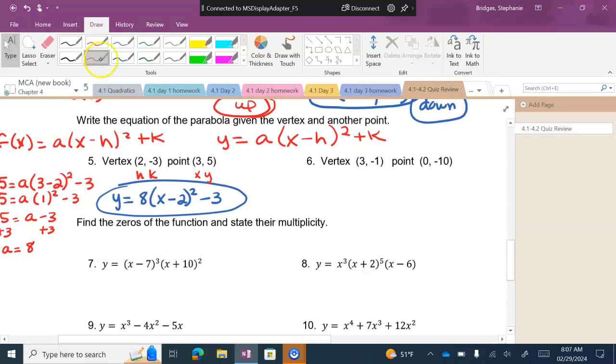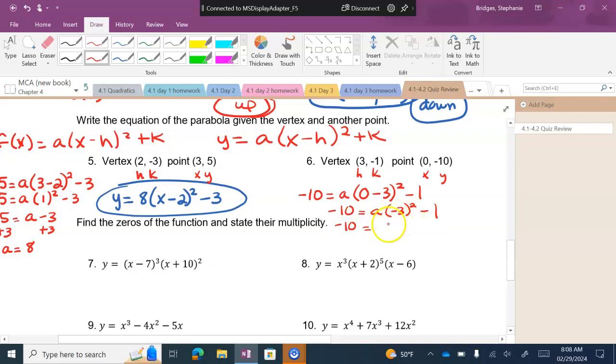Same thing with 6. Our vertex is h and k. Our ordered pair is x and y. And we're going to plug those in. So my y value negative 10 equals a times x of 0 minus my h squared, and then my k is a negative again. So that's going to be negative 10 equals a. What's 0 minus 3? Negative 3.